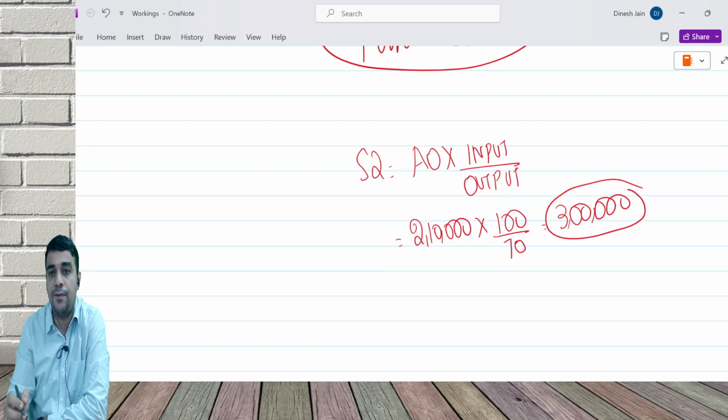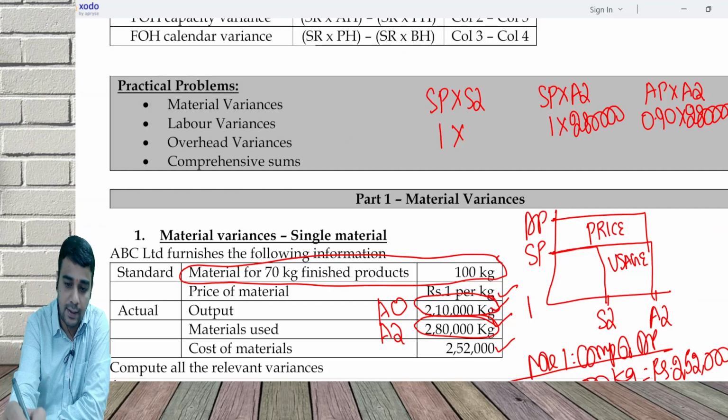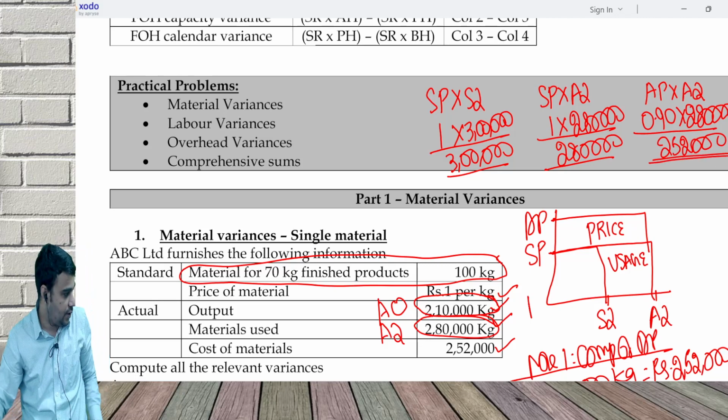Variance calculation is a formality. What is most critical is getting the computation table correctly. Any doubts on 3 lakh? Now write 3 lakh here. So first column is 3 lakh. Second column is 2 lakh 80. And third is 2 lakh 52. 3 lakh, 280 and 252.